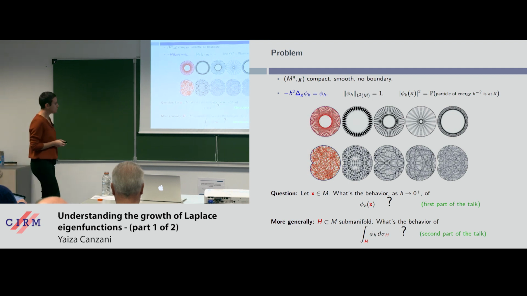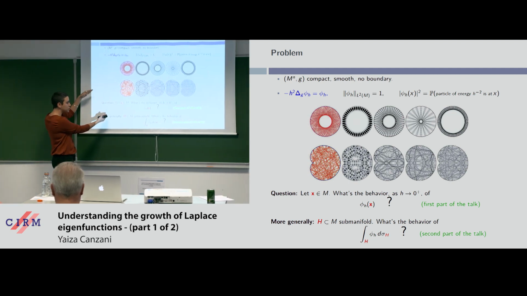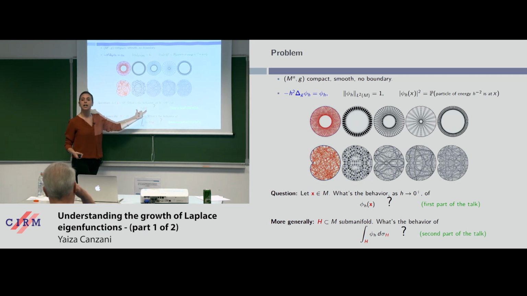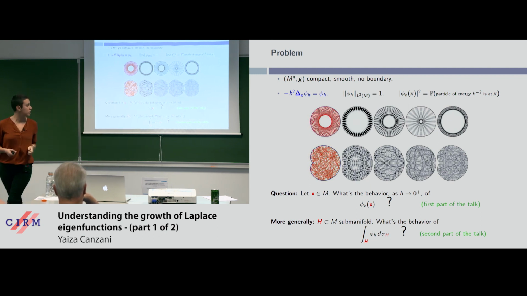OK. So I'm going to start with the first part of the talk, which is about supremum norms. So how large can the value of the eigenfunction be when you evaluate it at the point x?